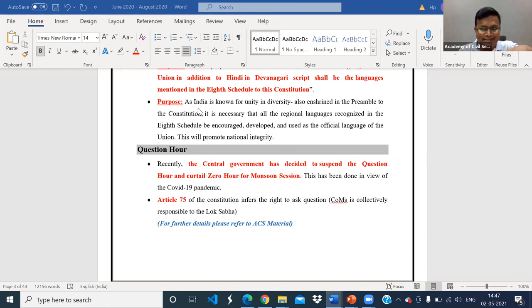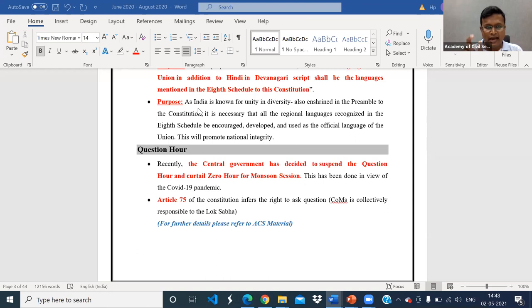Then in the last winter session, December 2020 winter session, the Central Government decided to scrap or remove the question hour from the parliament to reduce the time. Now the issue comes up: who can decide on suspension or removal of question hour? The Central Government can decide, yes. Now, asking questions in the parliament, what type of right is it? Is it a constitutional right?